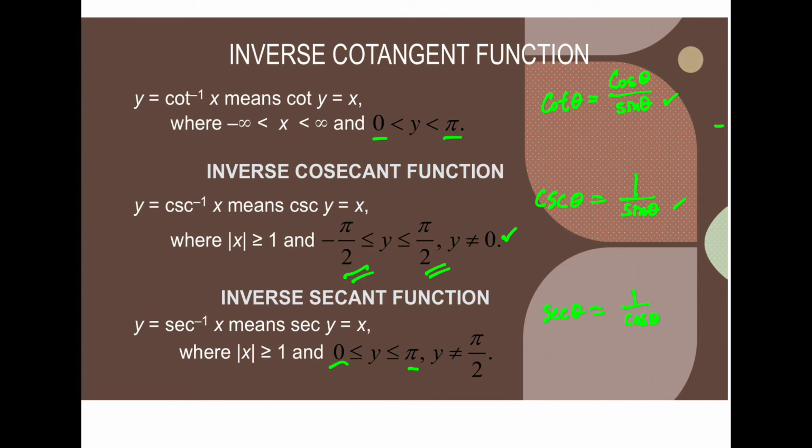For the cotangent, we make its restrictions similar to the original function, where the asymptotes are.